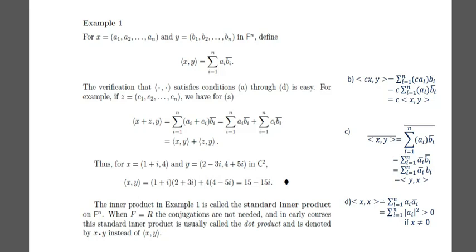For example, suppose you have x equal to (1 plus i, 4) and y equal to (2 minus 3i, 4 plus 5i) in the vector space C^2. Then the inner product of x, y is the first component, 1 plus i, times the conjugate of 2 minus 3i, which is 2 plus 3i, plus 4 times the conjugate of 4 plus 5i, which is 4 minus 5i. So this is equal to 15 minus 5i. Whenever your field is the real numbers, the conjugations are not needed.